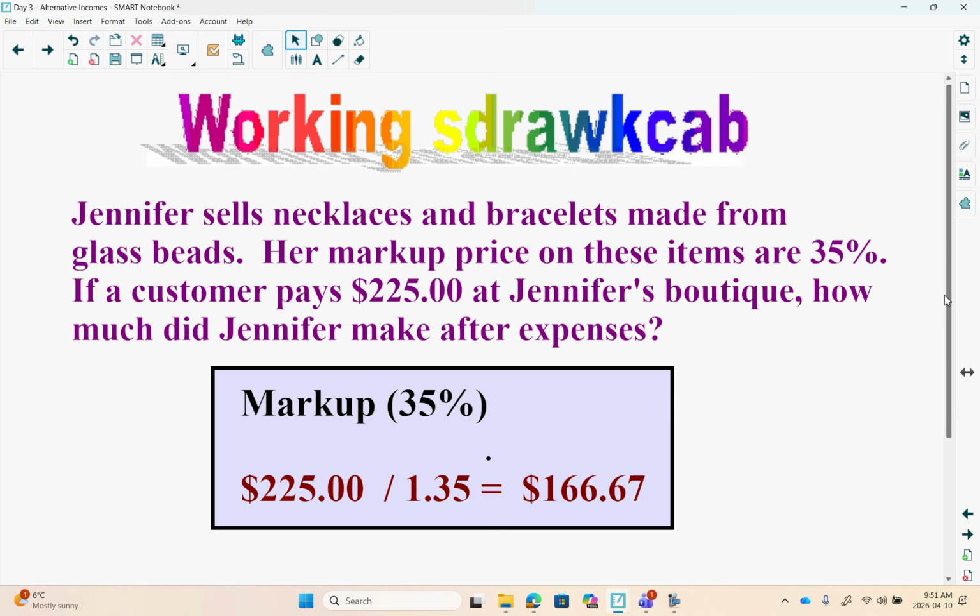So let's not forget about the types of things that we were doing in our last unit, when we were talking about markup and selling price.